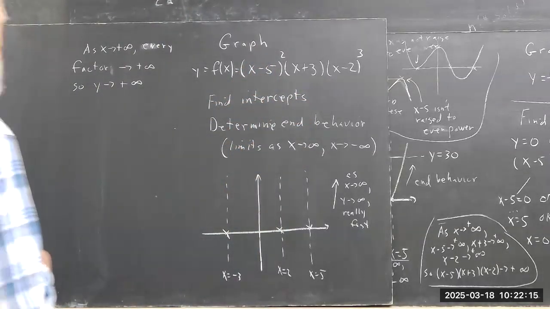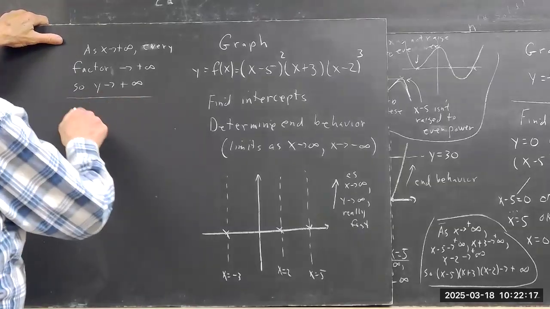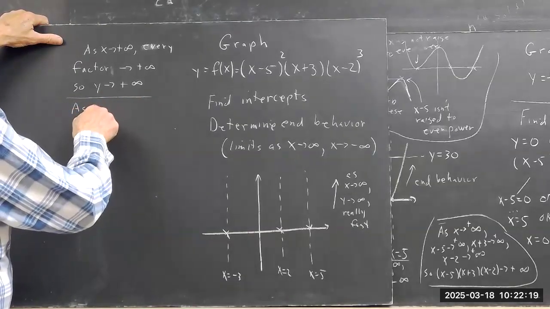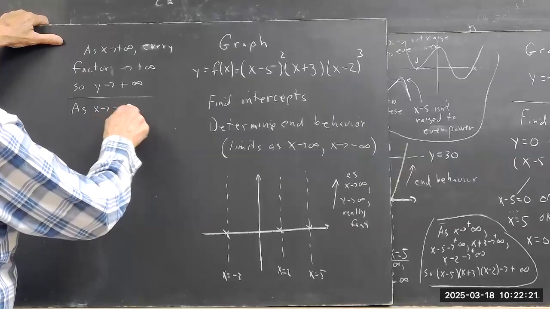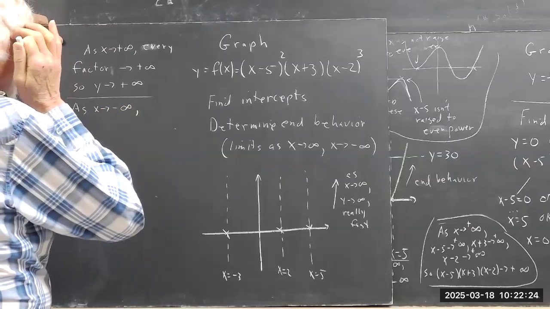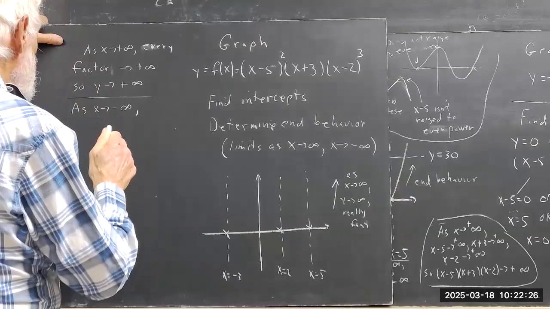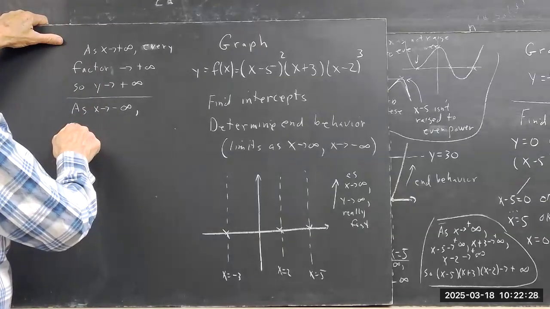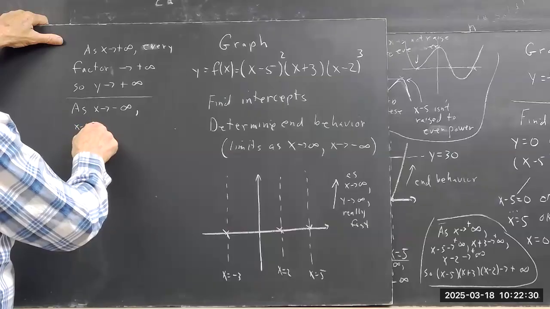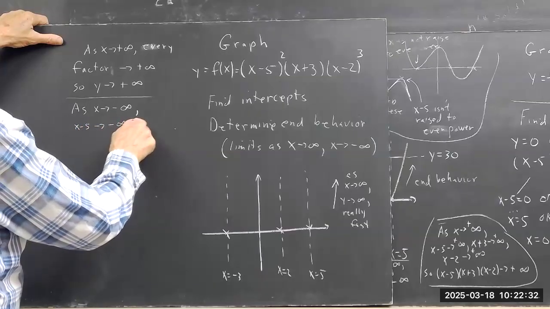Now the way you want to work, as x approaches negative infinity, x minus 5 approaches negative infinity.